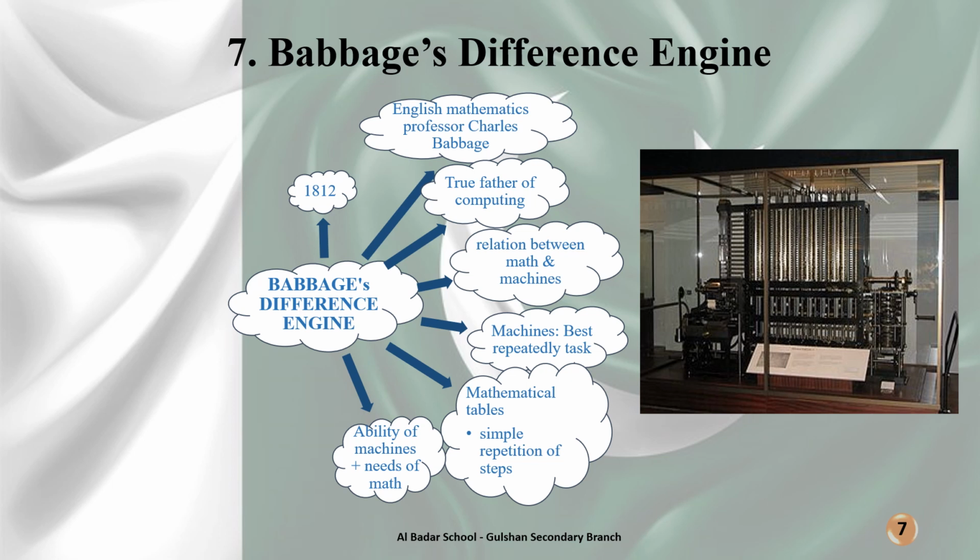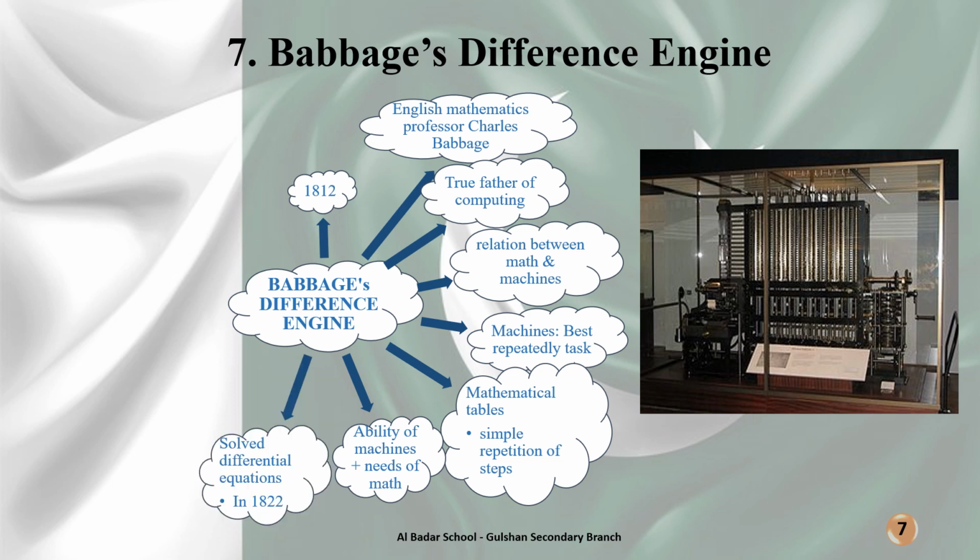Okay, so mathematical tables, we all know these are a simple repetition of steps. How are we going to calculate the next number in a table? We just simply add that number to itself. So these are the simple repetition of steps. So what he did, he found out the problem, that by applying the ability of machines to the need of mathematics.